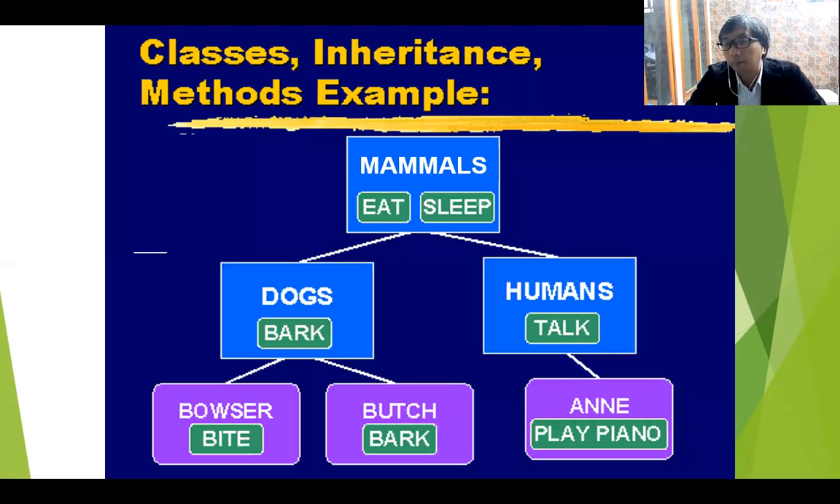And in this example, I would like to give you another one. Let's say we have a mammals class. Mammals usually can do eating and can do sleeping. And it will be inherited into dogs and human. Dogs and human are mammals. Okay, so it means that human can eat and human can sleep, and the dogs can also eat and the dogs can also sleep.